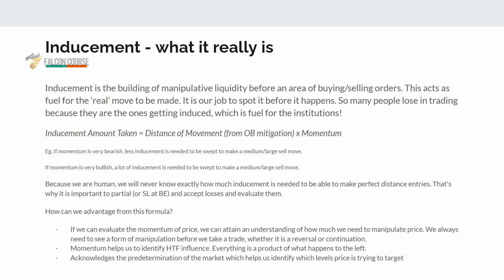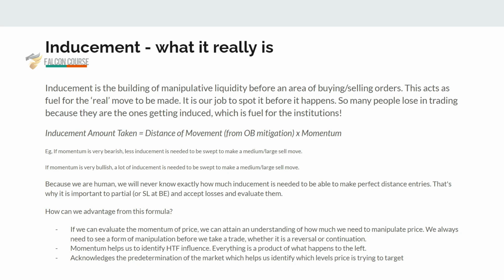So you can formulate this whole idea: the inducement amount taken equals the distance of movement from the OB mitigation times momentum. Breaking that down, the more inducement we take, the more distance the move is going to make when it taps into our order block, and that coincides with momentum. If we have heavy momentum, we don't need to take out as much inducement. If we only have a little bit of momentum or a sideways momentum, then we're going to have to take out a little bit more inducement. So that's really where the high time frame comes into play.